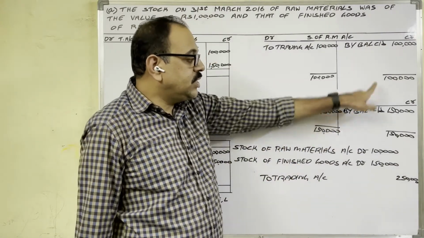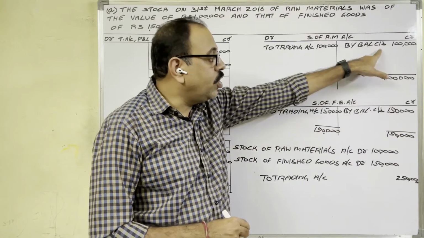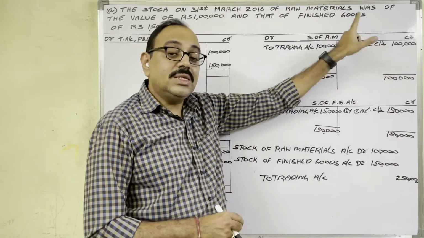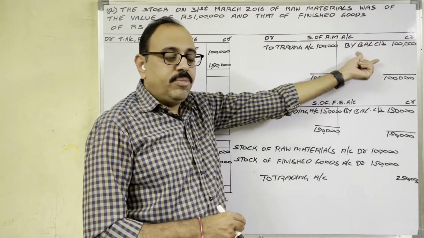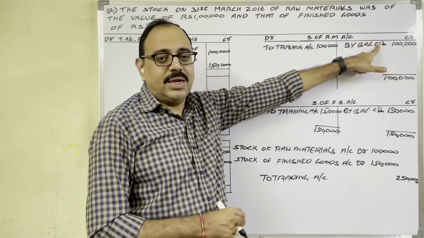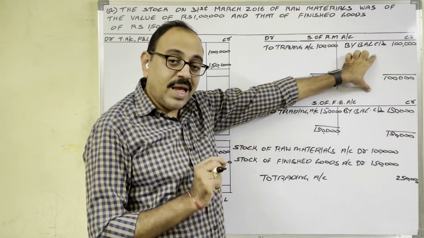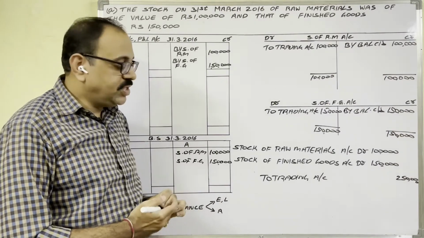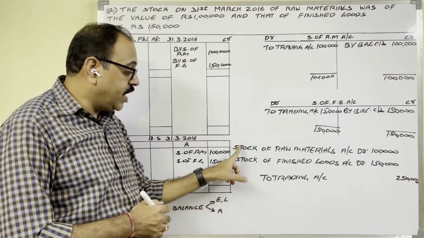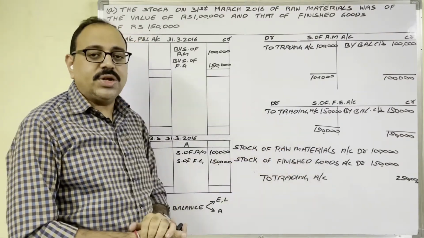So which balances are these two? Debit balances. Don't think that because we wrote balance carried down on the credit side, this is a credit balance. The debit total is more than the credit, so this is a debit balance. These two accounts are showing debit balances, so we can show them under the asset side of the balance sheet. That is why in the adjustment entry we are debiting the stock of raw materials account and the stock of finished goods account.